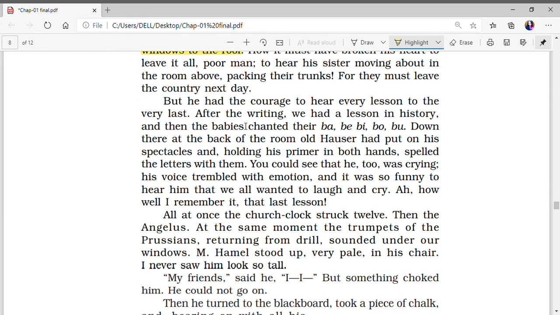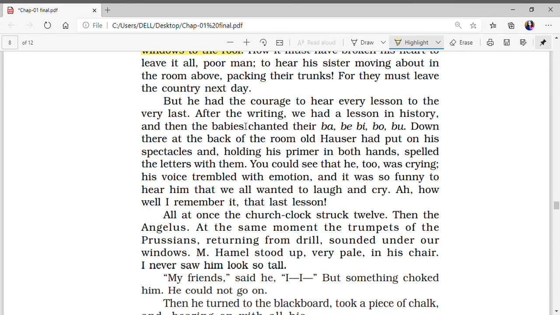But he had the courage to hear every lesson to the very last. After the writing, we had a lesson in history, and then the babies chanted their ba, be, bi, bo, bu. Okay, so this ba be bi bo bu is symbolical of what?